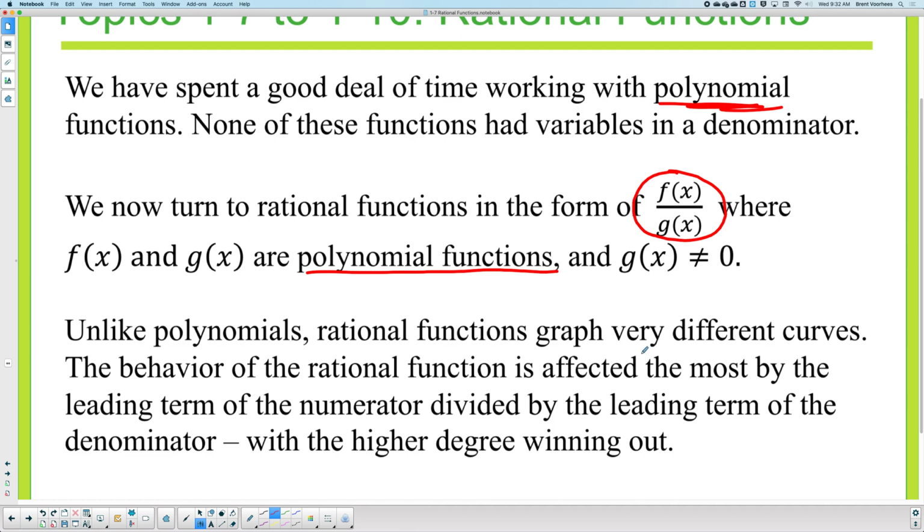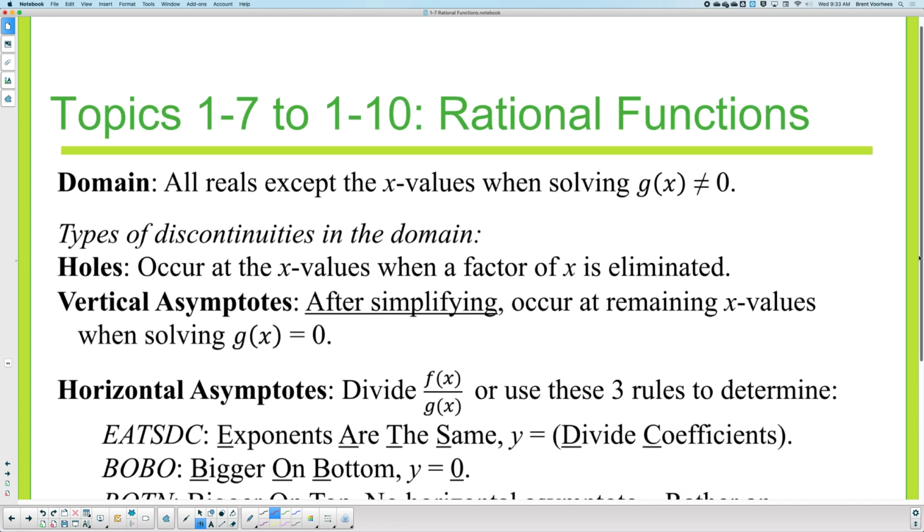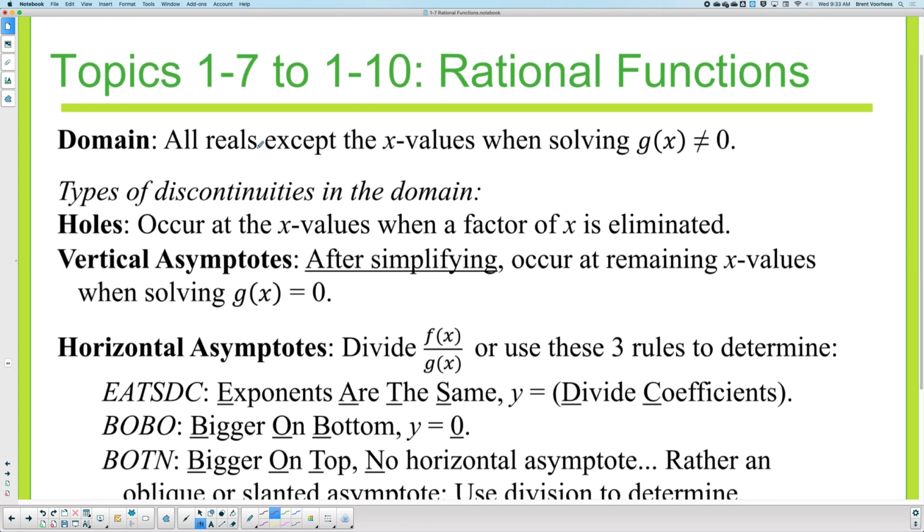All right, so the graphs will have very different curves. I call them C curves. If you want to write this down, I call them C curves. They're not all going to look like C's, but very often they do. The domain of a rational function is all reals except for the x values found by solving the denominator equal to 0, because the denominator cannot equal 0. Those are going to be the only excluded values.